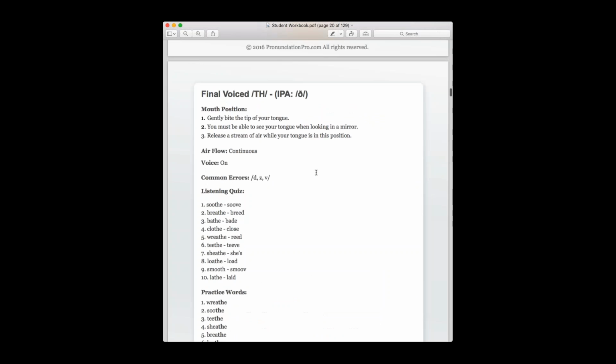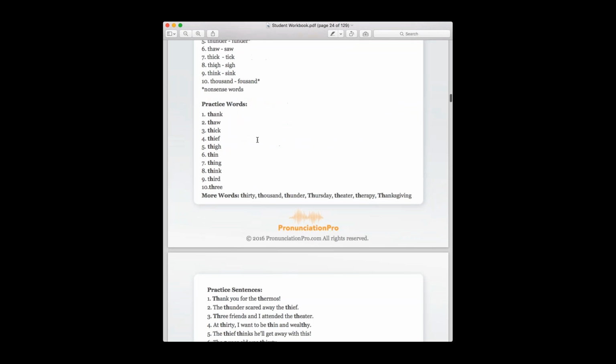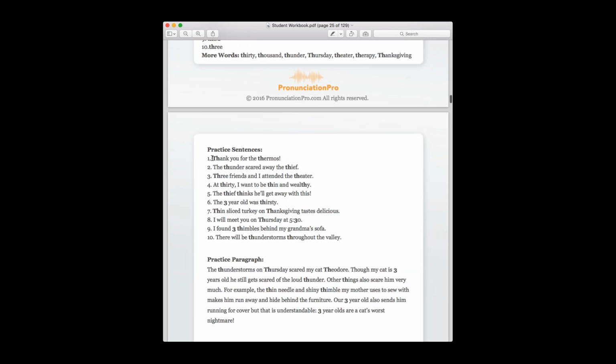Good. Okay. I want to hear the voiceless sounds now. So say these voiceless practice words. Thank, thaw, thick, thief, sigh, thin, think, third, three. Good. Okay. I want to hear three sentences.